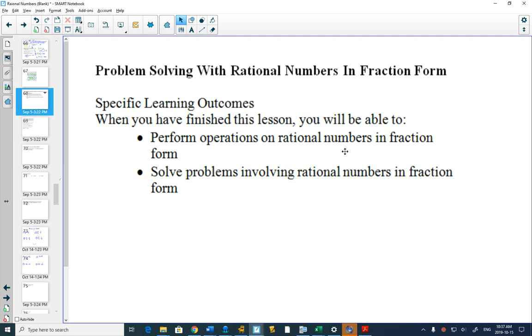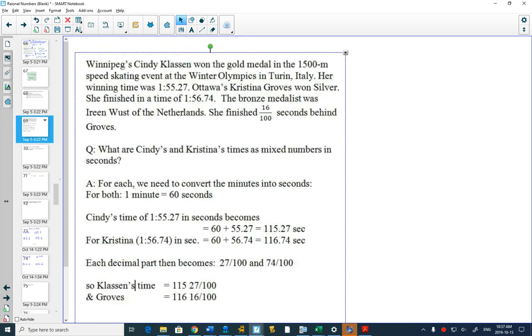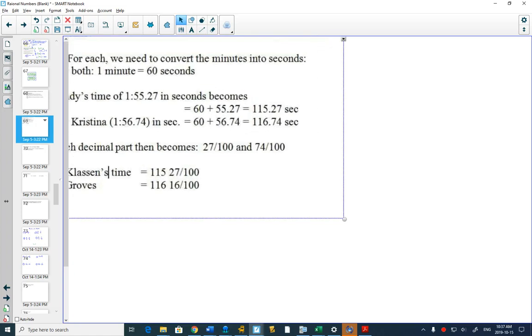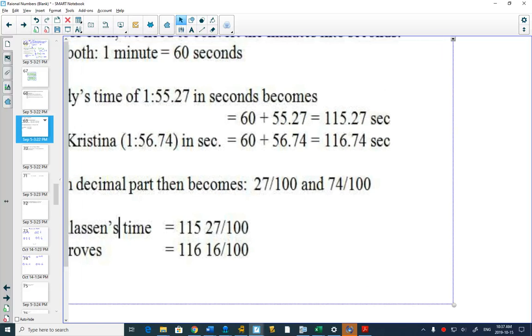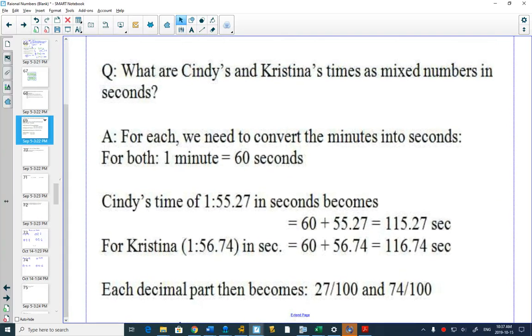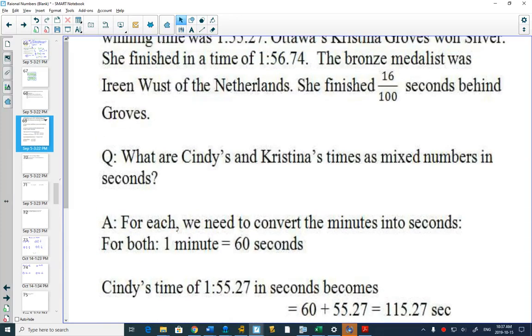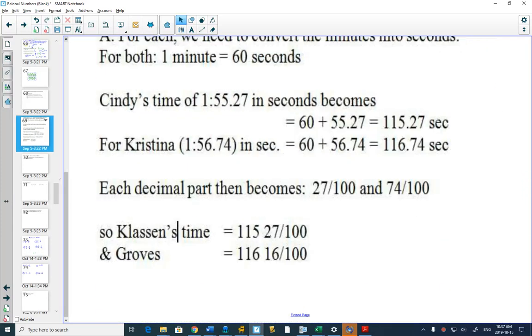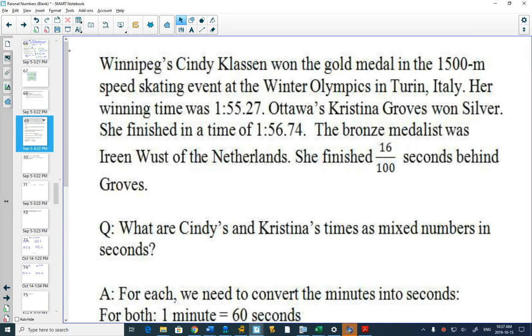So here's the example from your textbook, and I'll make it a little bit bigger. I'll make it a lot bigger, actually, so you can see it. There we go. Perfect.